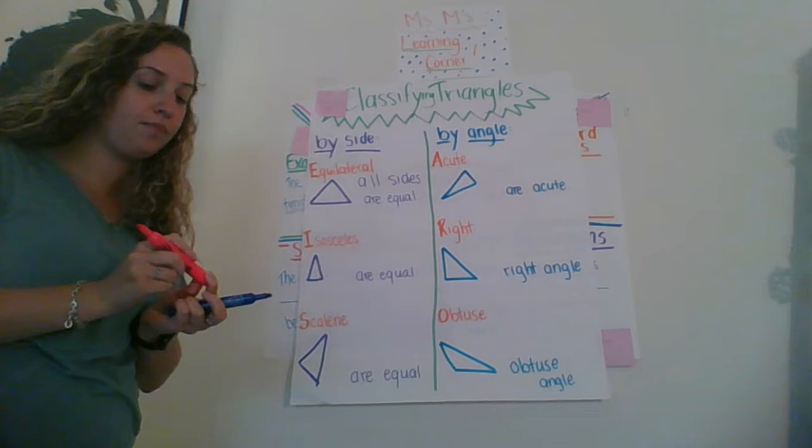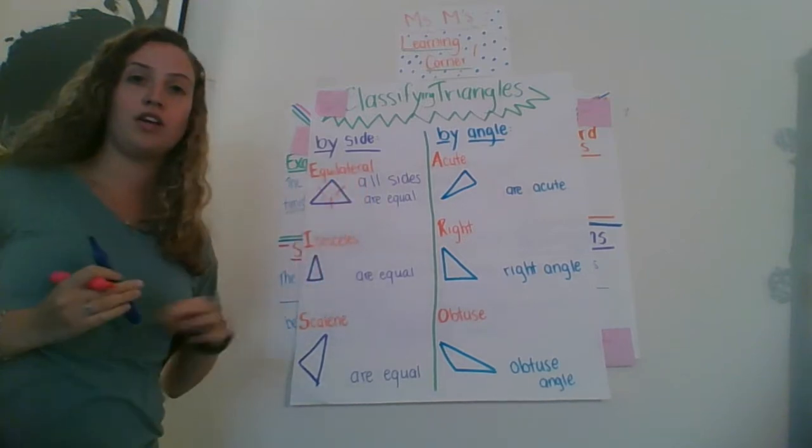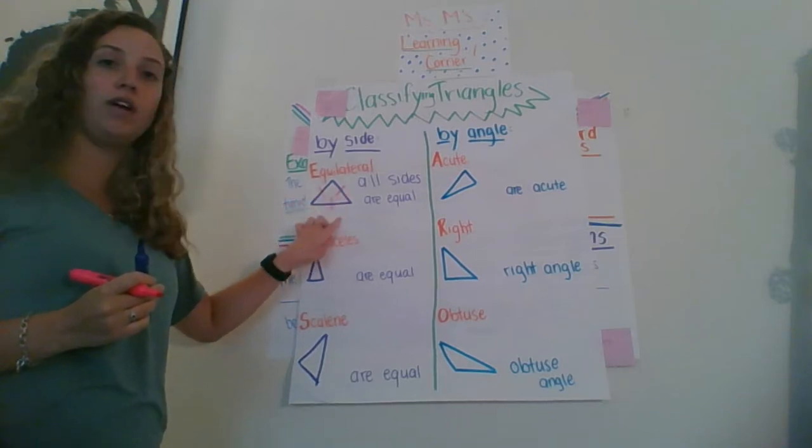On each side, there might be a little tick mark to let you know that all three sides, 1, 2, 3, are the same length.